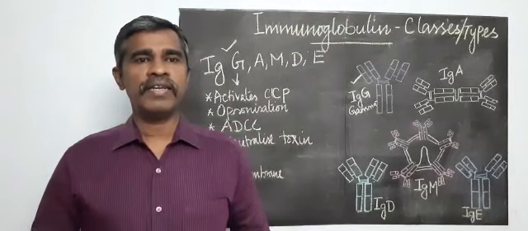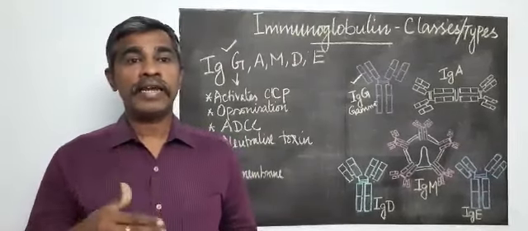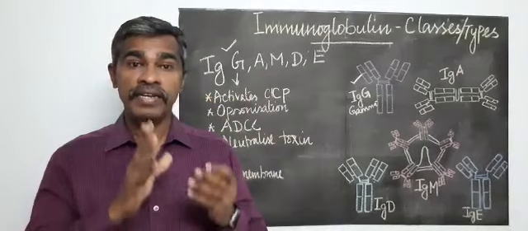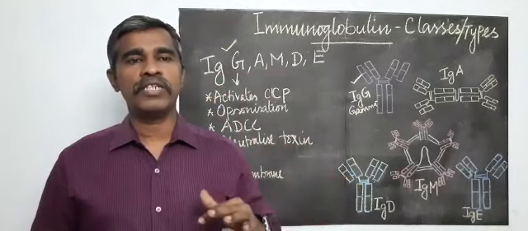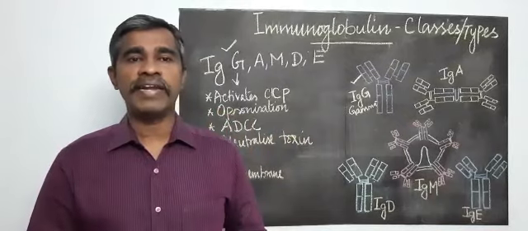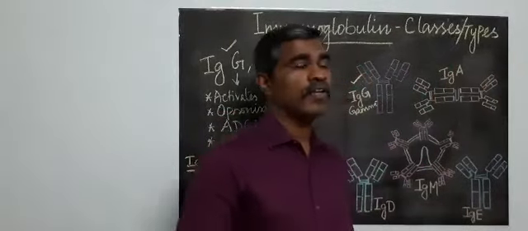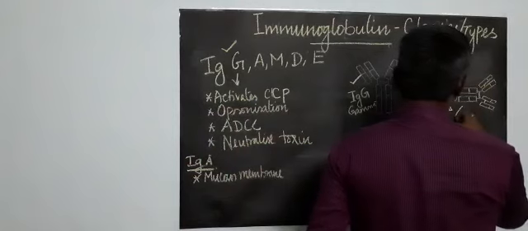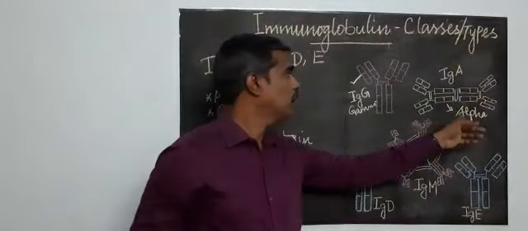Whenever there is an entry of a pathogen or an antigen, it tries to eliminate or neutralize the antigen there itself, thus preventing the entry or the attachment. If it is a potential pathogen like a virus or bacteria, it will prevent its attachment to the host cell, in the case of a virus. That is why IgA is a very important immunoglobulin, and the heavy chain present in IgA is of alpha type. So this is the alpha type heavy chain.